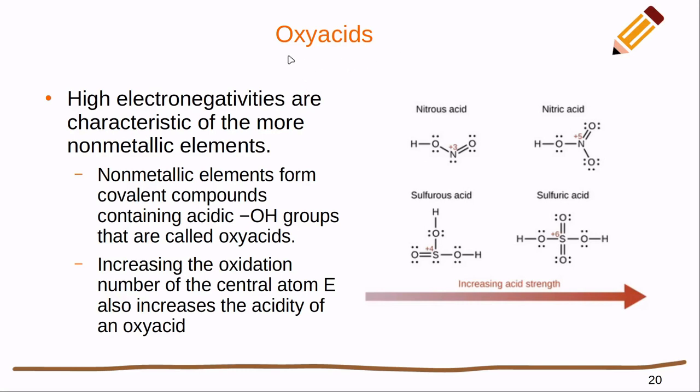So let's talk a little bit about oxyacids. This is when we have high electronegativities characteristic of non-metallic elements. So we have a non-metal bound to oxygen here. We see that these have high electronegativity, so these are all going to be acids. All right. And these are what we call the oxyacids. Increasing the oxidation number of the central atom E also increases the acidity of an oxyacid.